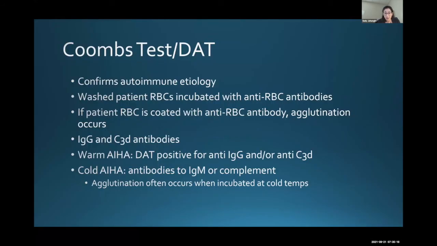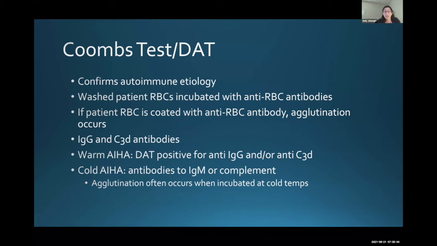Another test that's very important in hemolytic anemias is the Coombs test, or the direct antibody test. This confirms the autoimmune etiology of hemolytic anemia if it is positive. The test takes washed red blood cells from the patient that are incubated with anti-red blood cell antibodies. If the red blood cells from the patient become coated with these antibodies, they'll agglutinate and kind of clump up, and that test will be positive.